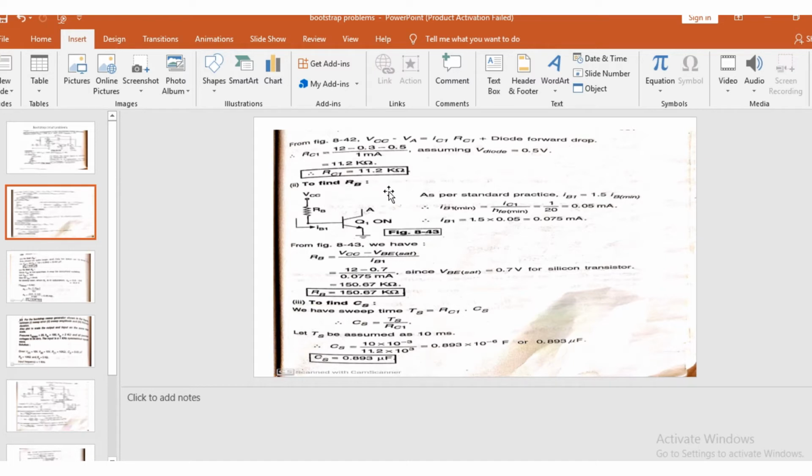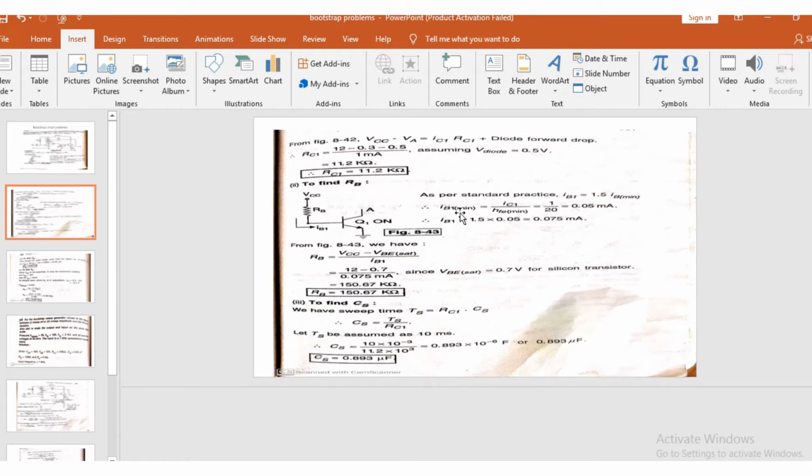Next we have to find RB. For finding RB, this is the equivalent circuit shown in figure 8.43. We know that IB is equivalent to 1.5 times IB minimum. That is the standard formula we have. So as far as this circuit is concerned, IB1 is equivalent to 1.5 times IB minimum. This is the general formula we have.